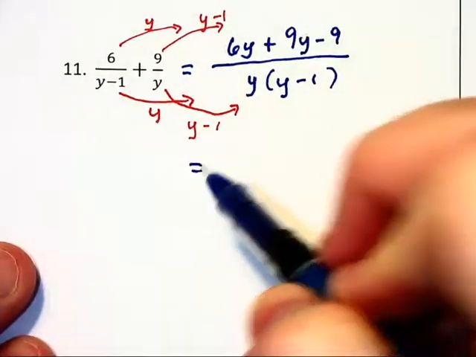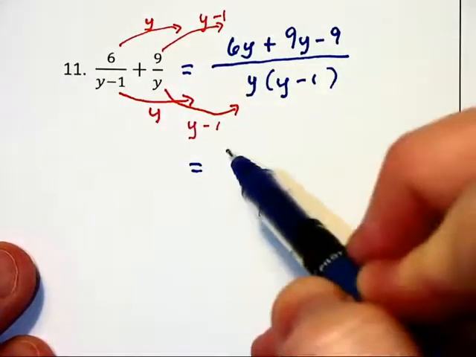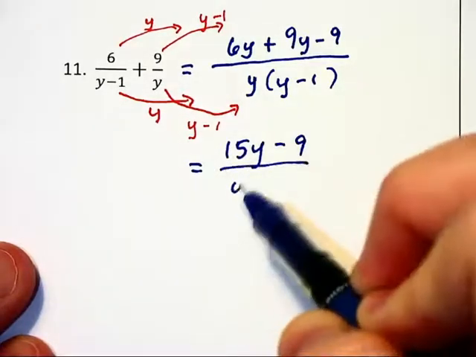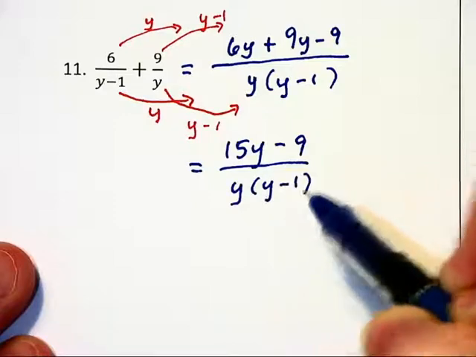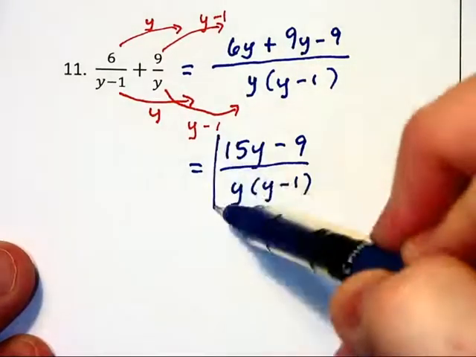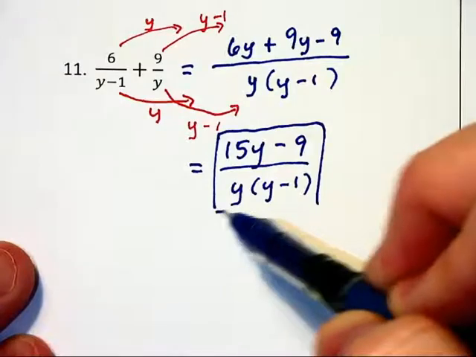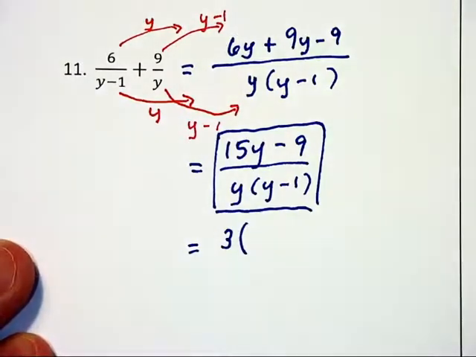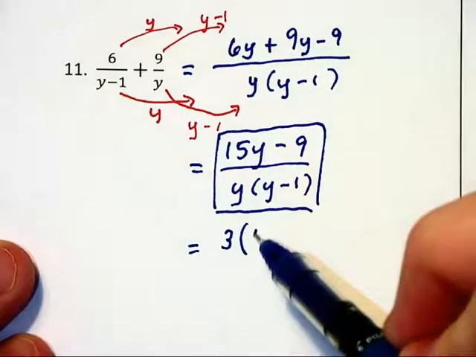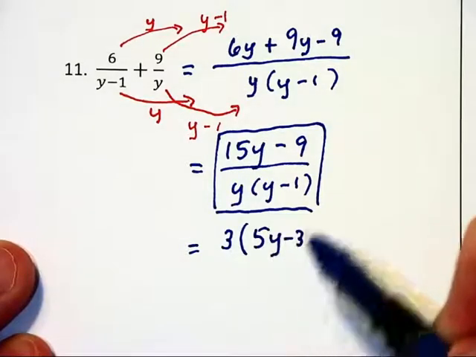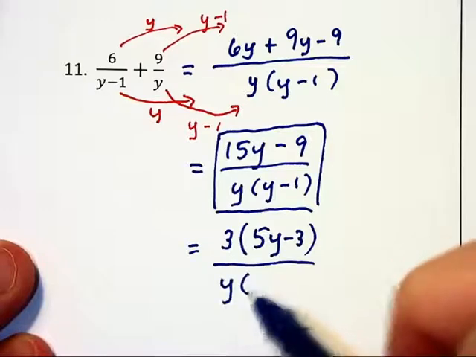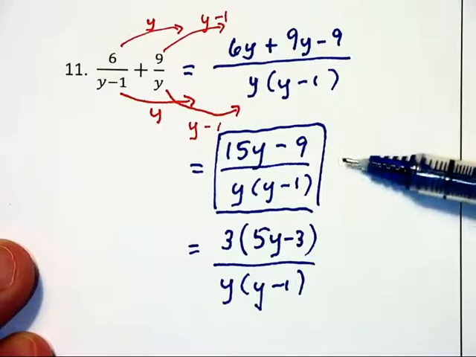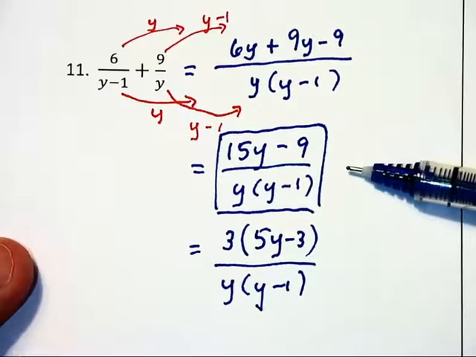Now I can add like terms in the numerator. This gives me 15y minus 9 over the y times y minus 1, and that could be the form that we write our answer in if we're looking forward. Some of us might note that we can factor a 3 out of the numerator and write that numerator now as 3 times 5y minus 3 over y times y minus 1. But since this does not reduce, we're perfectly fine leaving it in the form that I've put a box around.